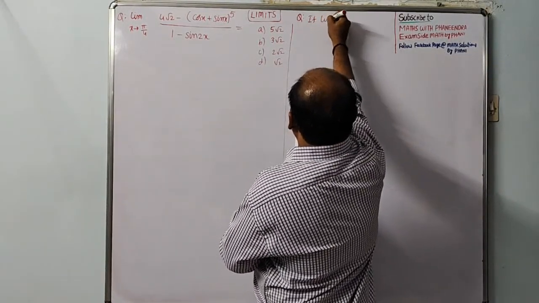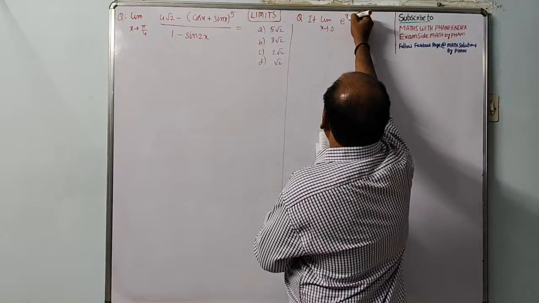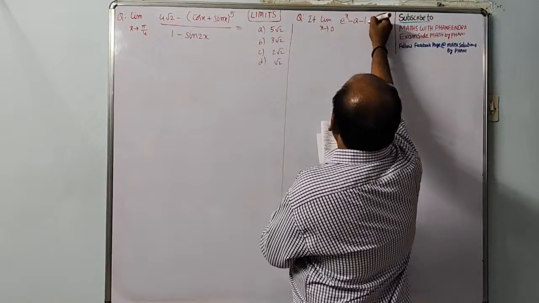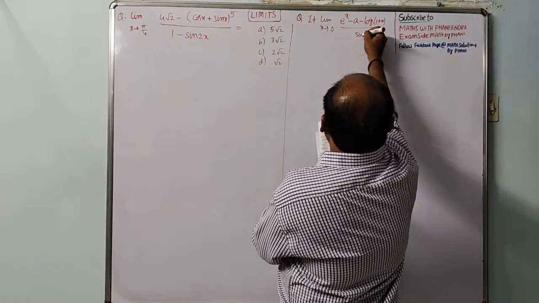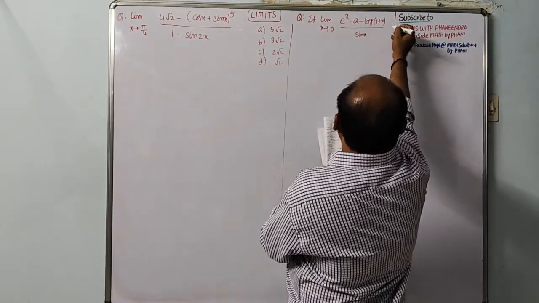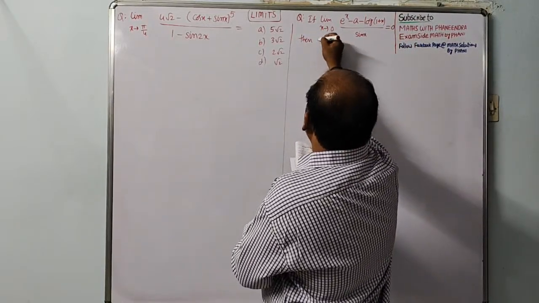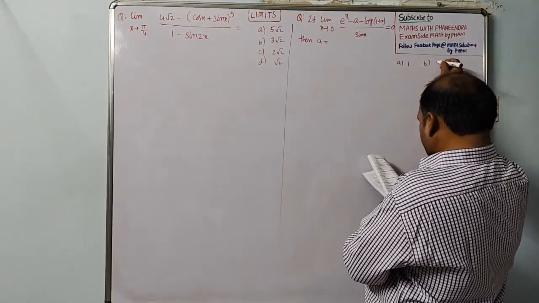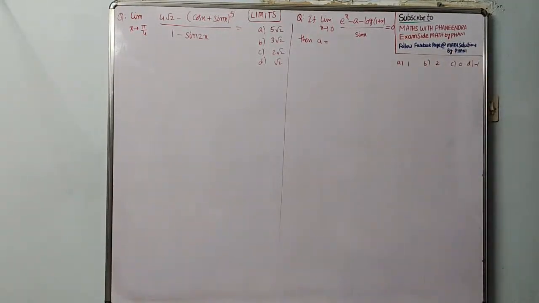If limit x tends to 0, e power x minus a minus log of 1 plus x divided by sin x is equal to 0, where 0 means a finite value, then a is equal to: 1, 2, 0, minus 1. So what are the options for this? You need to give it.